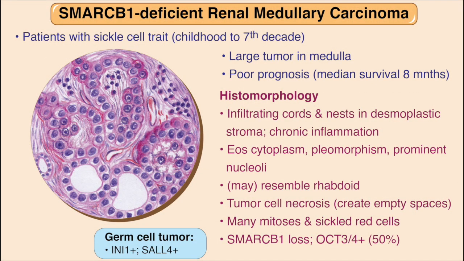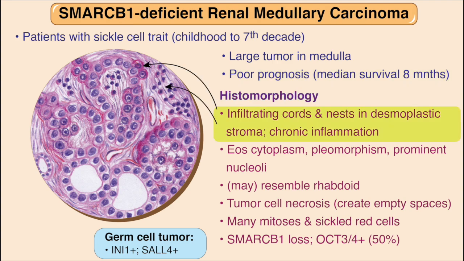SMARCB1 deficient renal medullary carcinoma. These renal medullary carcinomas typically occur in patients with sickle cell trait, affecting age ranges from childhood to the 7th decade of life. They are generally large tumors typically centered in the renal medulla. They are associated with a poor prognosis with a median survival of 8 months.